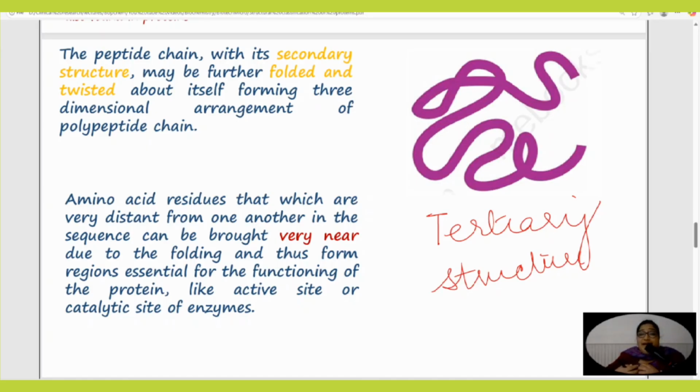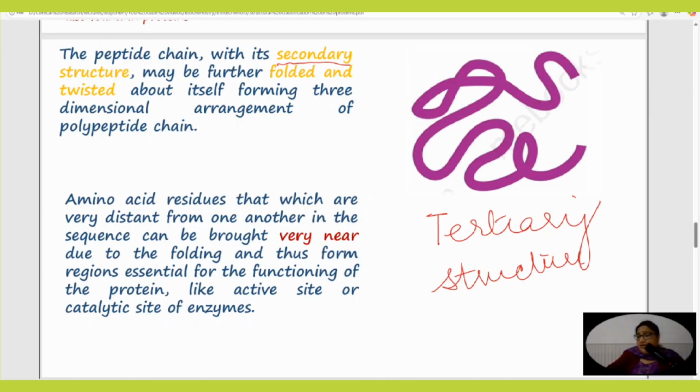It is folded, it is twisted. That's why we were saying that alpha helix is also found in myoglobin. But myoglobin is a tertiary structure. Why? Because the secondary structure is further folded about itself, forming the 3D arrangement of a polypeptide chain.